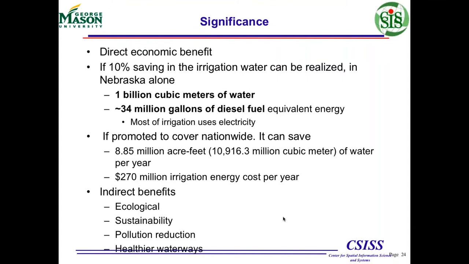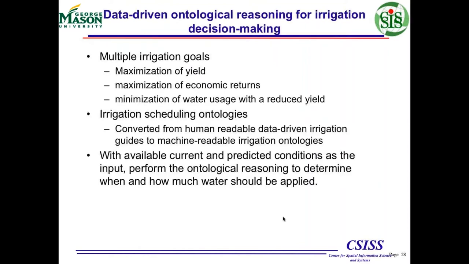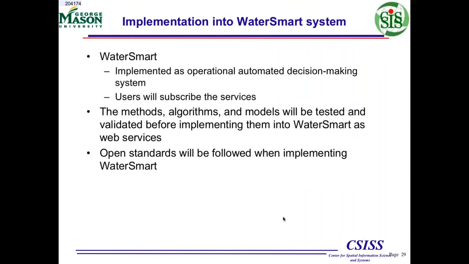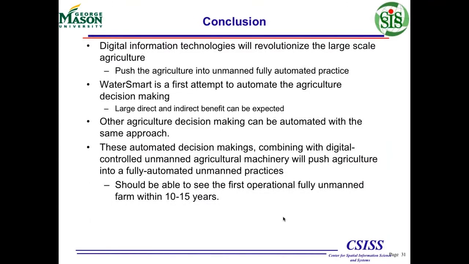The project has been going on for 2 years, and we have some prototyping currently in Nebraska. It's going to be tested. As a system, we implement the water smart irrigation decision-making infrastructure. This is a 3-year project, and we have 1 more year. I expect maybe we can request a one-year no-cost extension. But currently, we have some prototypes available that are going to be tested this summer.